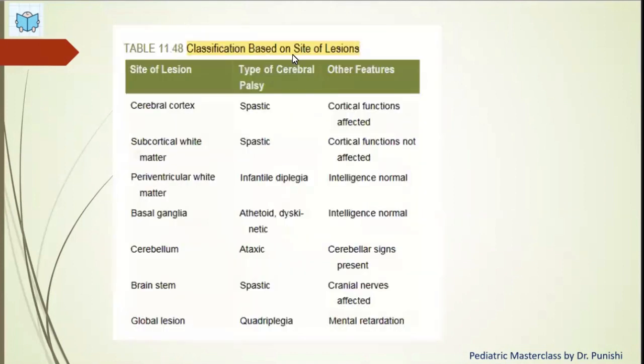So based on the site of lesion, this table I've taken from Aruchami. Depending on where the lesion is, you will see what type of CP it can cause. When you have cerebral cortical or subcortical involvement, it's mostly spastic, with cortical function affected if it's the cerebral cortex. So you'll have seizures with spasticity if there's involvement of the cerebral cortex. Similarly, if you have basal ganglia involvement, it will be athetoid and dyskinetic CP. Cerebellum is ataxic CP. Global lesion, like I said, is a multifocal lesion that causes quadriplegia.